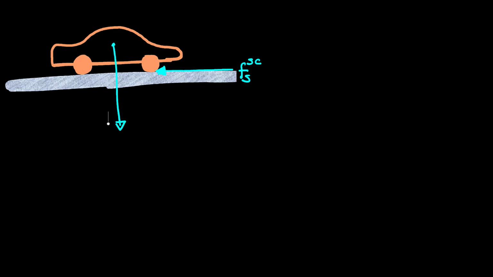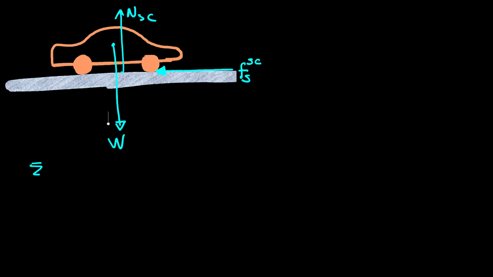This is the weight, which is the force that the earth exerts on the car. And you have the normal force that the surface exerts on the car. So these are the three forces that the car experiences. The next thing is that we need to write down Newton's second law equations for the car in both directions.